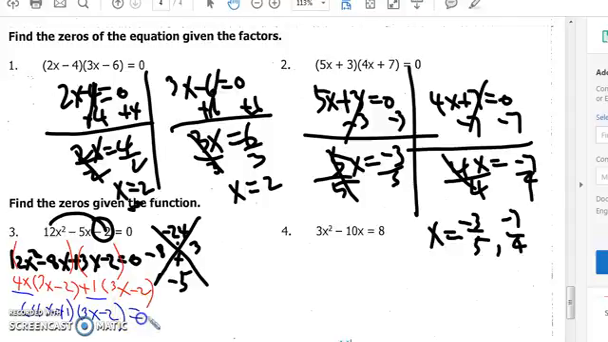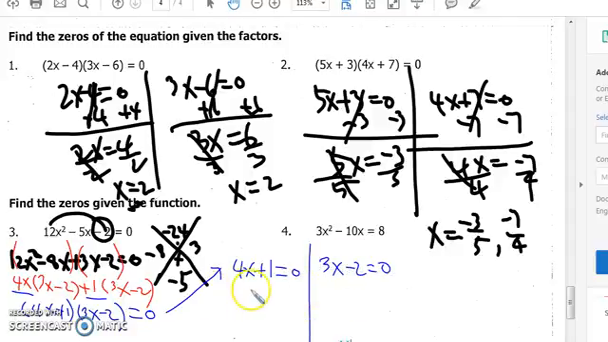Once you have that, you have to make it equal to 0. So I'm going to do it over here. You have to find what the x values are. So you write 4x plus 1 equals 0, and 3x minus 2 equals 0. So you're going to do minus 1 on each side. 4x equals negative 1, divided by 4. So x is negative 1 over 4.